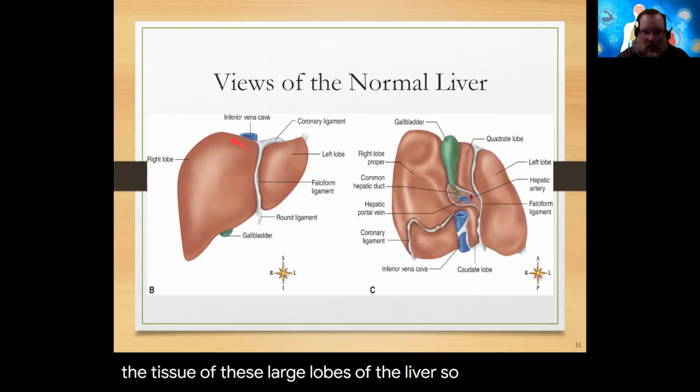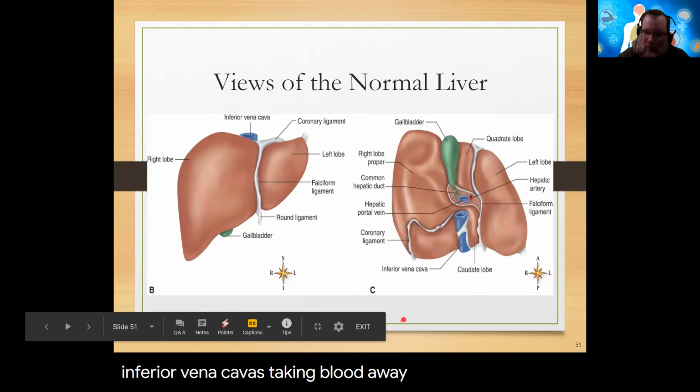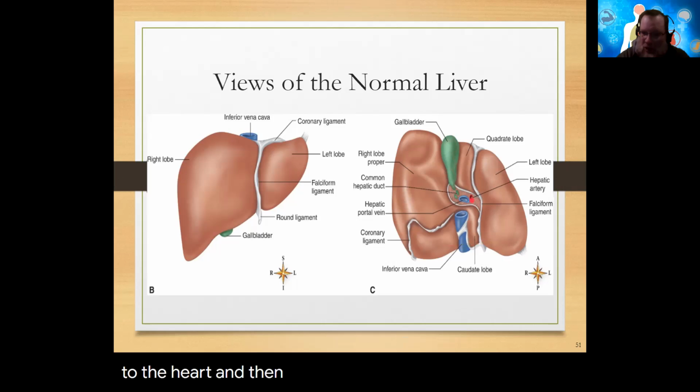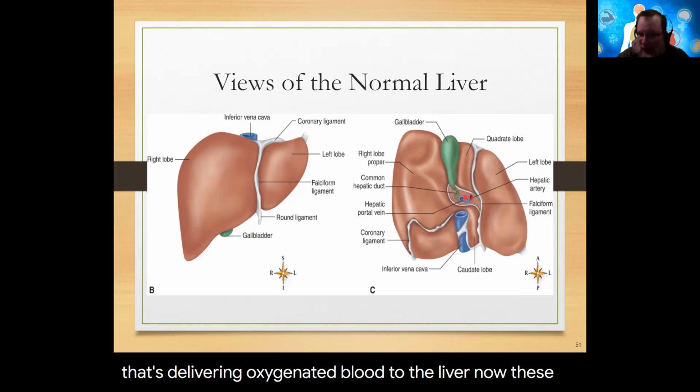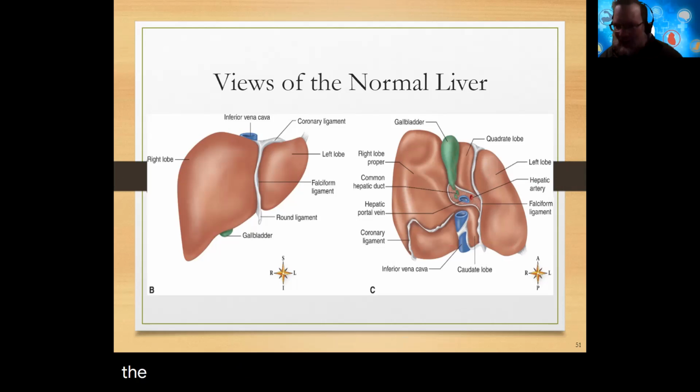Okay, so we see again the right lobe much larger than the left lobe. We see the inferior vena cava associated with the liver. We also have that hepatic portal vein coming into the liver, and then the inferior vena cava is taking blood away from the liver right up to the heart. And then we have this small hepatic artery that's delivering oxygenated blood to the liver. Now, this view here is an ant's eye view or a worm's eye view. We're looking at the inferior view, the underside of the liver here.